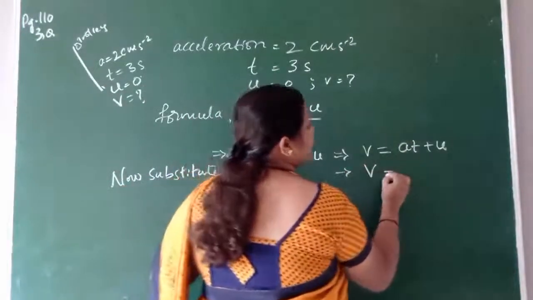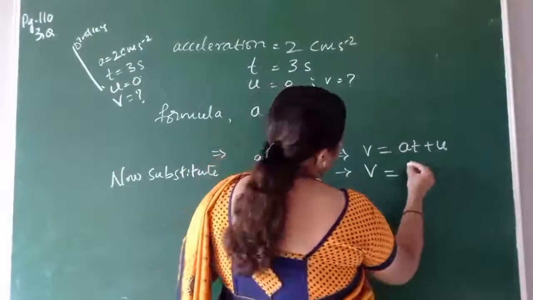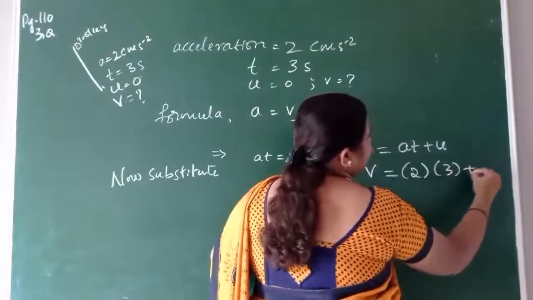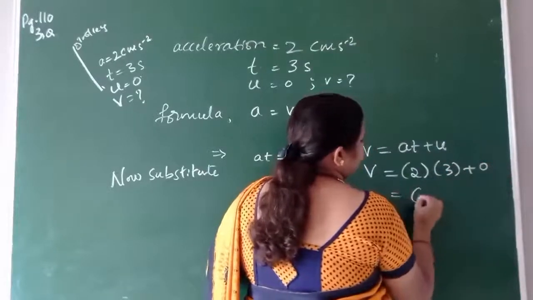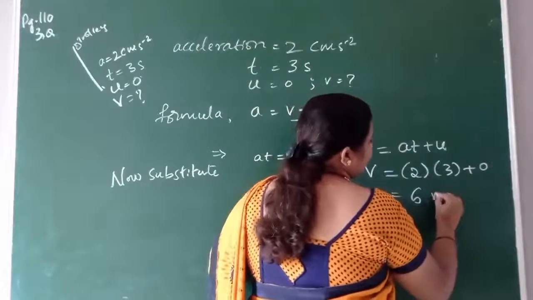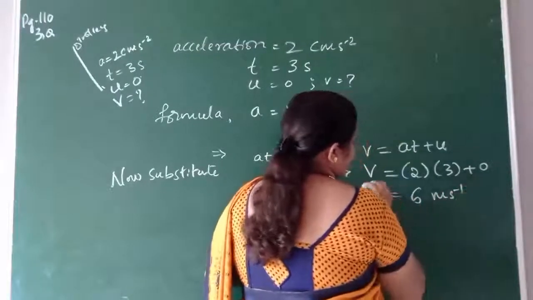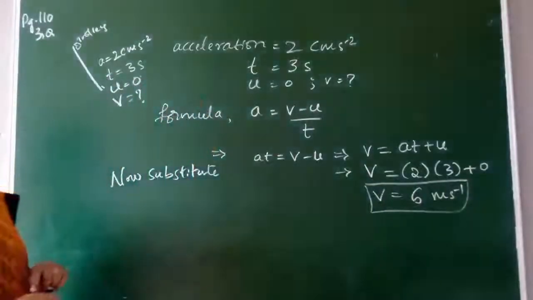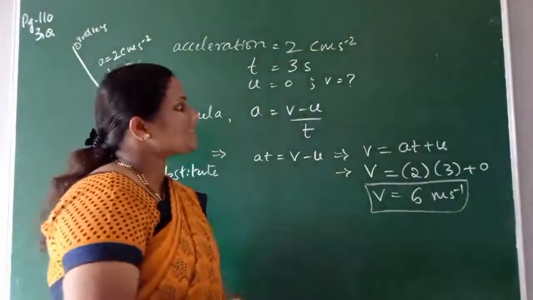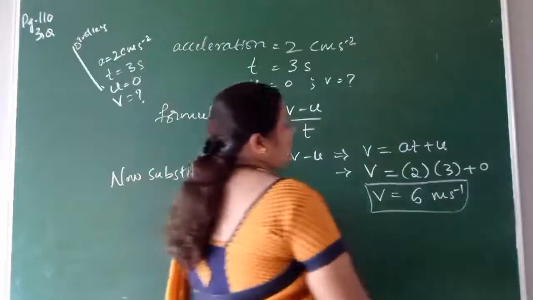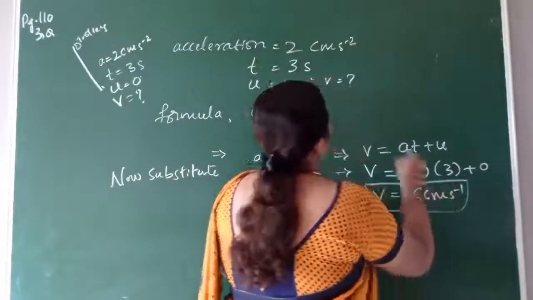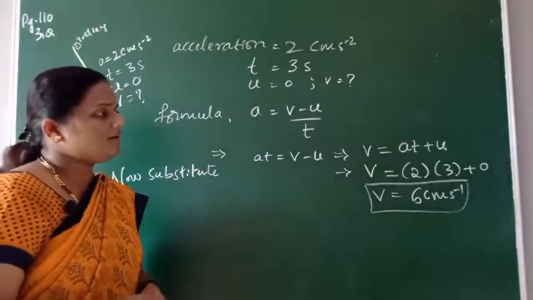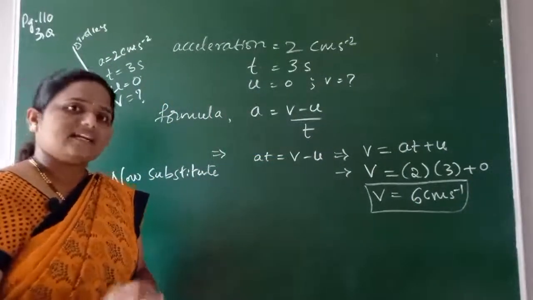What we will get? V, we need to calculate. What is A value? 2, and T is what? 3 plus 0, which is equals to 6 meter per second. So the velocity after 3 seconds is what? 6 meter per second. With this velocity, it is moving. Isn't it, children? Yes, here they have given it in centimeter. So we can write it in terms of centimeter per second. Understand, children?